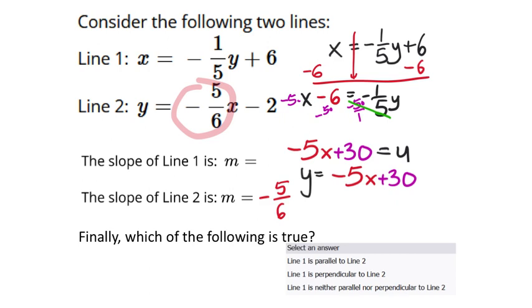But I can see here that the slope of line 1 is negative 5, which is not the reciprocal of negative 5/6. In fact, they have the same signs. Also, the slopes are not the same. So this one just appears to be neither.